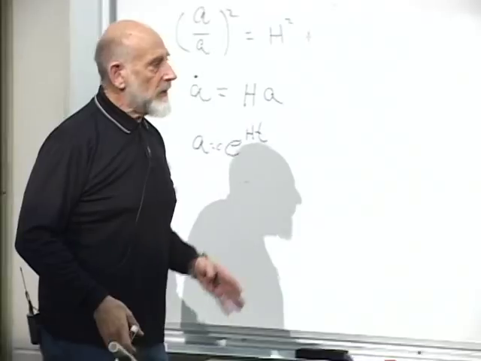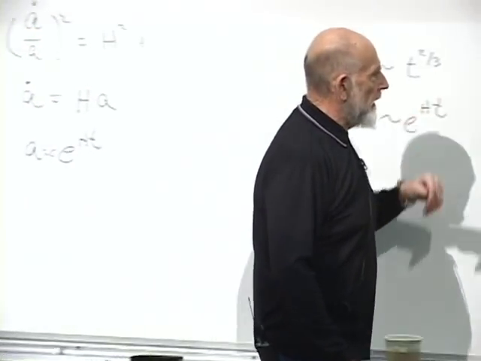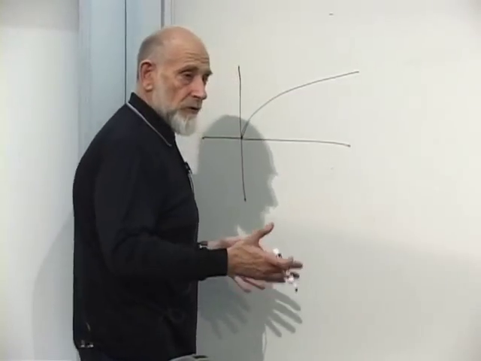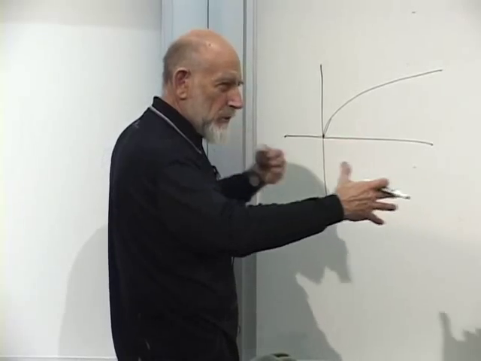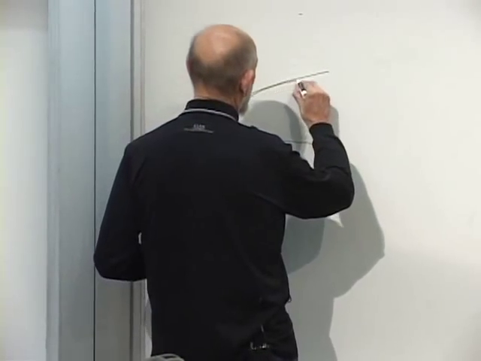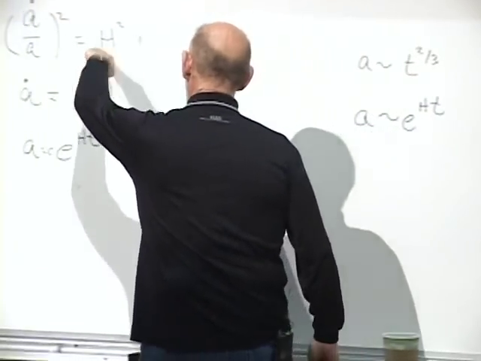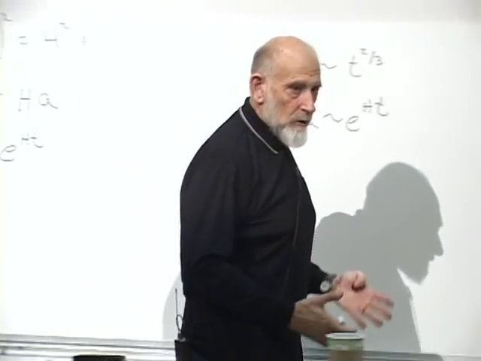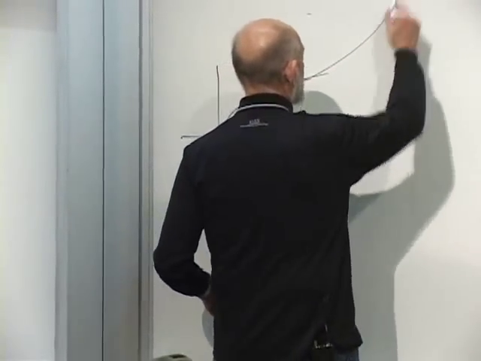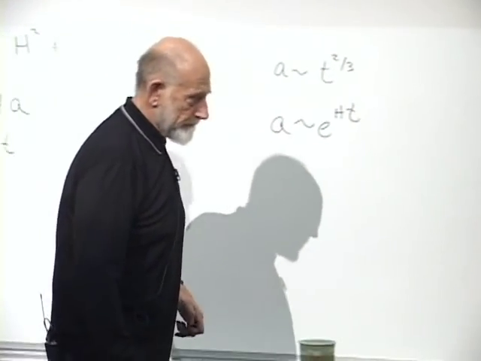So what you expect in a world that has both kinds of energy is that early on, the scale factor, or the radius of the universe, or the distance between distant galaxies, grows this way. But then at some time, when the vacuum energy becomes more important than the other forms of energy, it takes off. Exponentially, something like that.